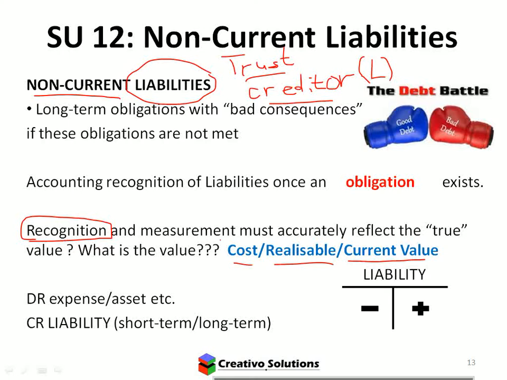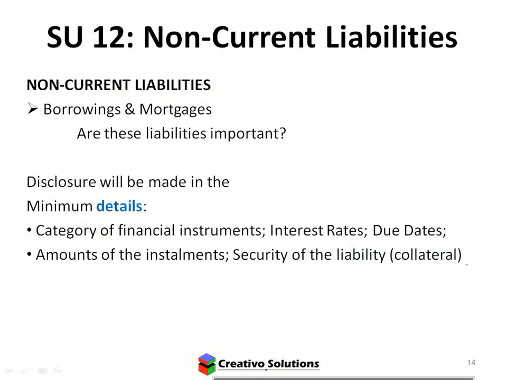Recognition and measurement, that's fine. We looked at that. Debit the asset or the expense, credit the liability. It can be short-term or long-term. The same rule applies. And I think that's it. Well, borrowings and mortgages, this is just additional. This I don't think you need, but we can write that in.